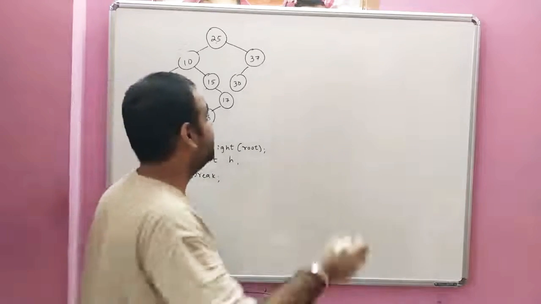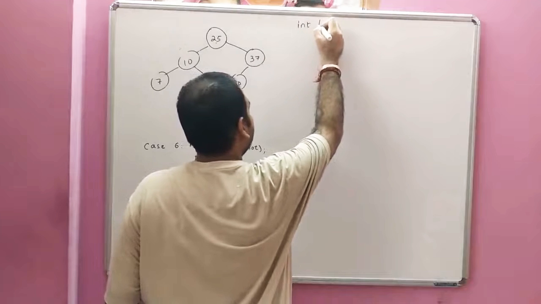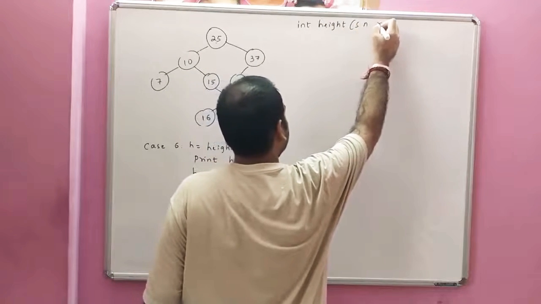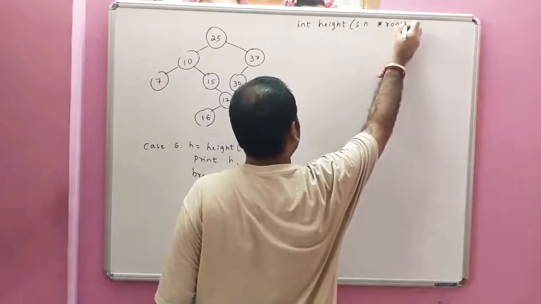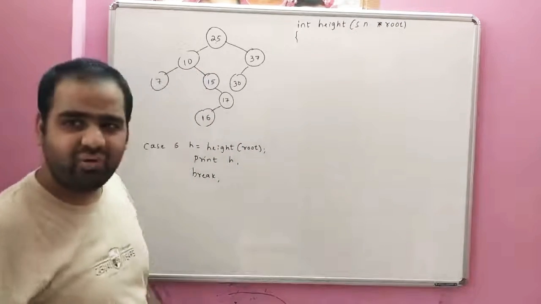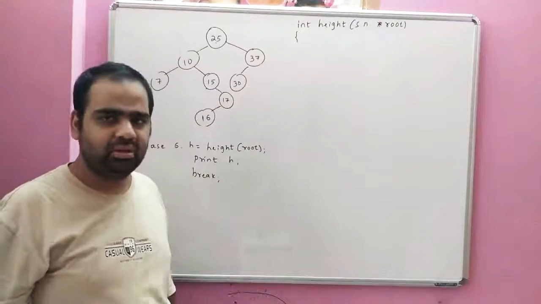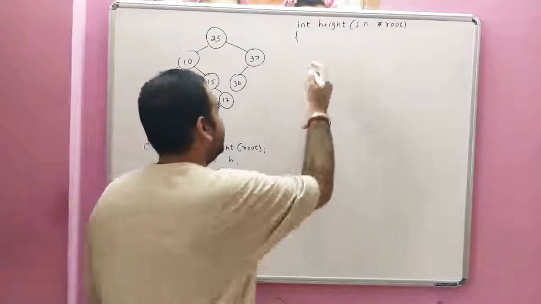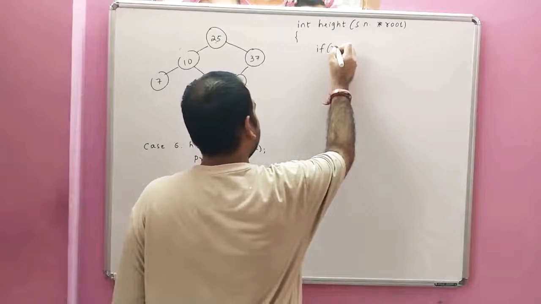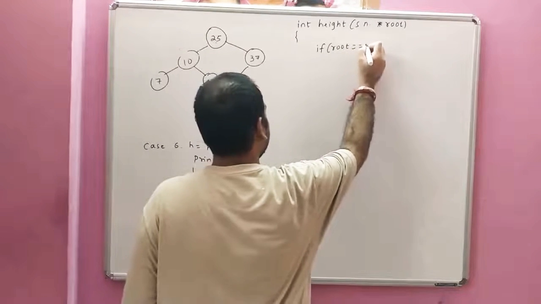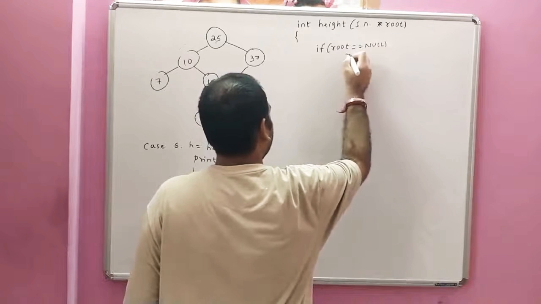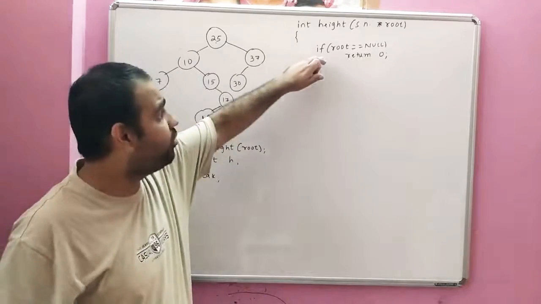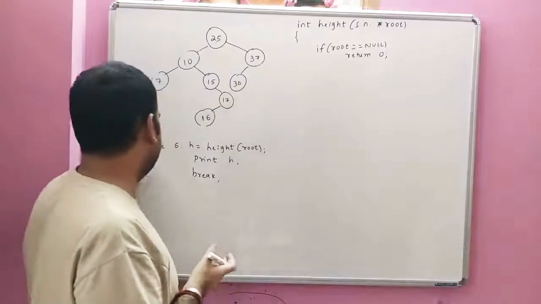Now let us write the function height. We say int. What is the function name? Height. What is the first parameter? The first parameter is struct node star root. Now, suppose the value of root is null. If the value of root is null, the tree is empty, can there be any height over there? No, it is 0. Therefore, we say if root is equal to null, return 0, because there is no height, and this also forms the base condition.